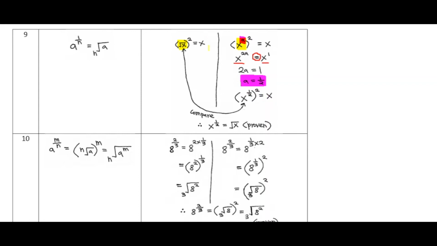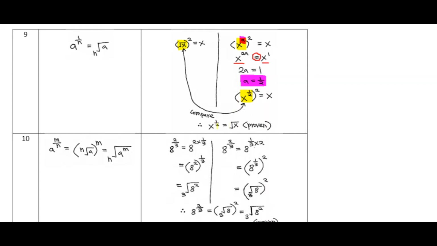So here, once again, I can see that if I compare root, everything else is the same. So I'm comparing this x to the power of half with root x. Everything else is the same. There's a bracket, there's a square, there's an x. So this root x here, when I express it in the power form, is actually x to the power of half. So I compare these two, and then what I'll get is x to the power of half equals root x. That's how I prove it.